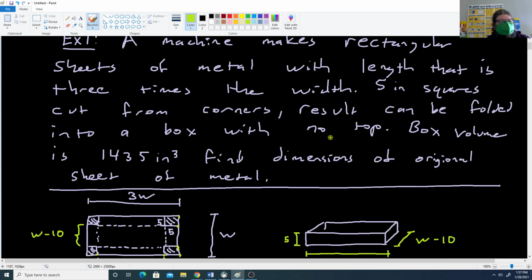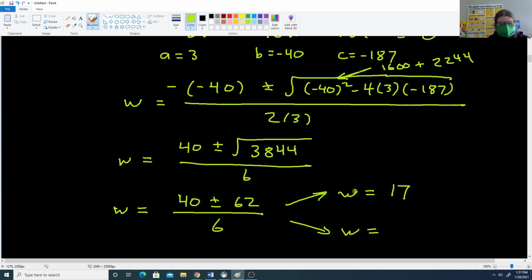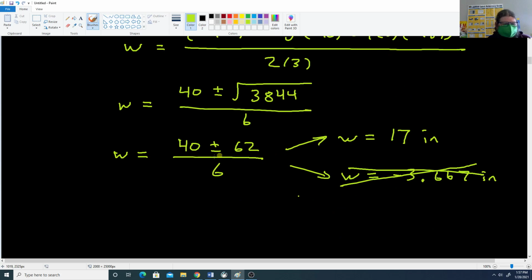So was this inches, or this was all inches? So that'd be 17 inches. Or 40 minus 62, all that divided by 6, is negative 3.667 inches. Well, if we're talking about the width of a box, it doesn't make sense to have something with negative width. So we're going to throw the negative one away and say, okay, the width is 17 inches.